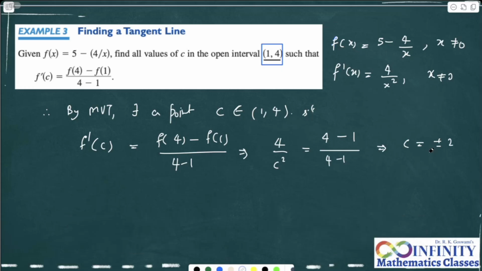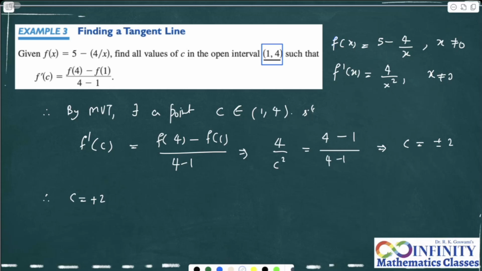If it is okay, I will discard minus 2, and the reason being minus 2 does not belong to the interval. So the answer I'm going to give you is going to be plus 2 only. Agree?